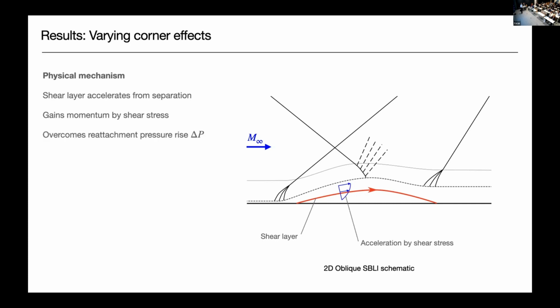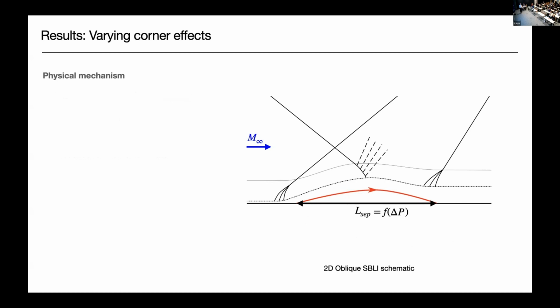And in fact, it must gain enough momentum to overcome the pressure rise at reattachment. So it's got to gain enough momentum to overcome that pressure rise. And therefore, we need a certain length in order for that momentum to be gained. And thus, the separation length is somehow proportional to that pressure rise. Okay, so that's, loosely speaking, the relationship between separation length and pressure rise.